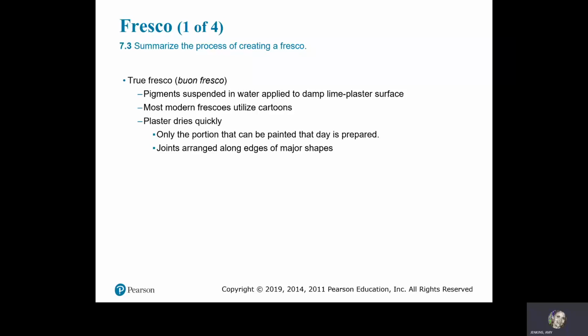True fresco is also known as buon fresco. Pigments are suspended in water and applied to a damp lime plaster surface. Most modern frescoes utilize cartoons. Plaster dries very quickly. Only the portion that can be painted that day is prepared, and joints are arranged along the edges of major shapes.